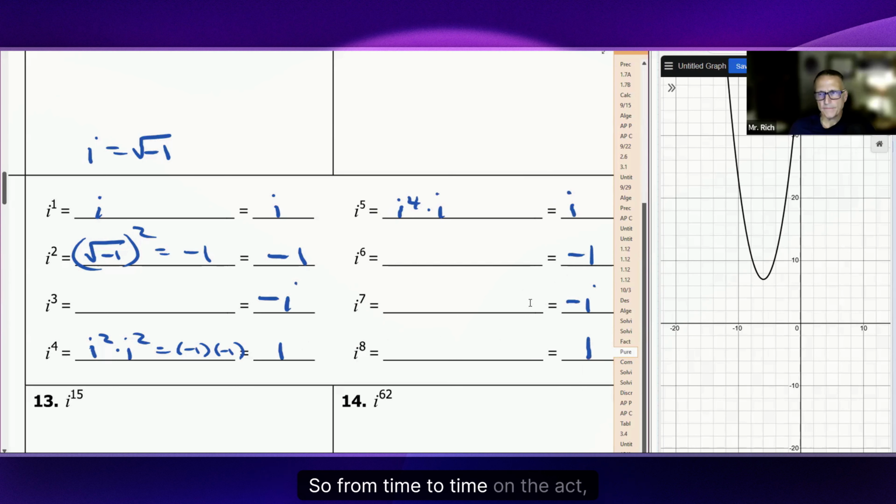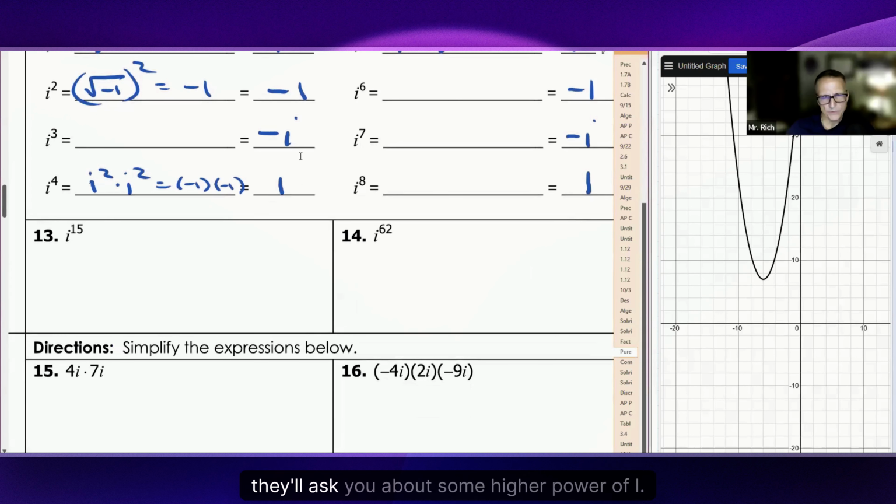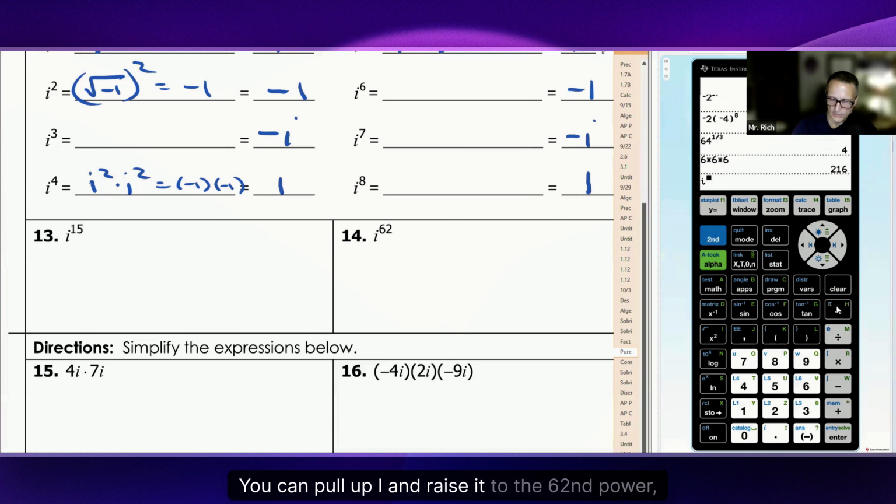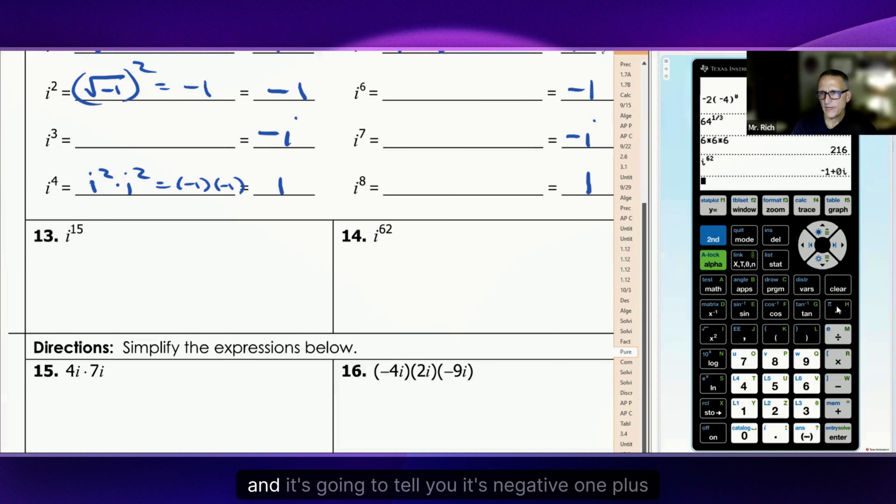So from time to time on the ACT, they'll ask you about some higher power of i. Well, I do want to show you this on your TI-84. If you're not sure what to do about i to the 62nd power, you do have an i button down here. You can pull up i and raise it to the 62nd power. And it's going to tell you it's -1 plus 0i, also known as, of course, -1.